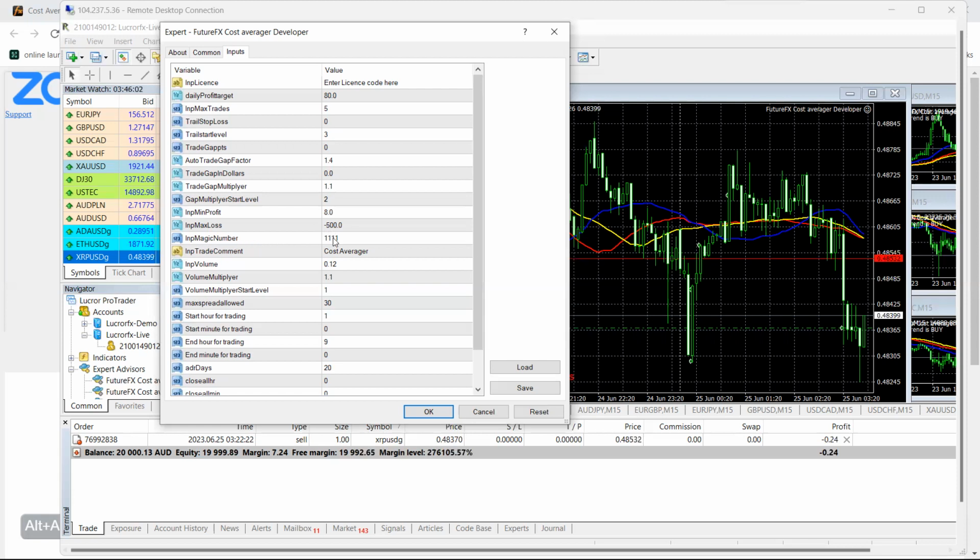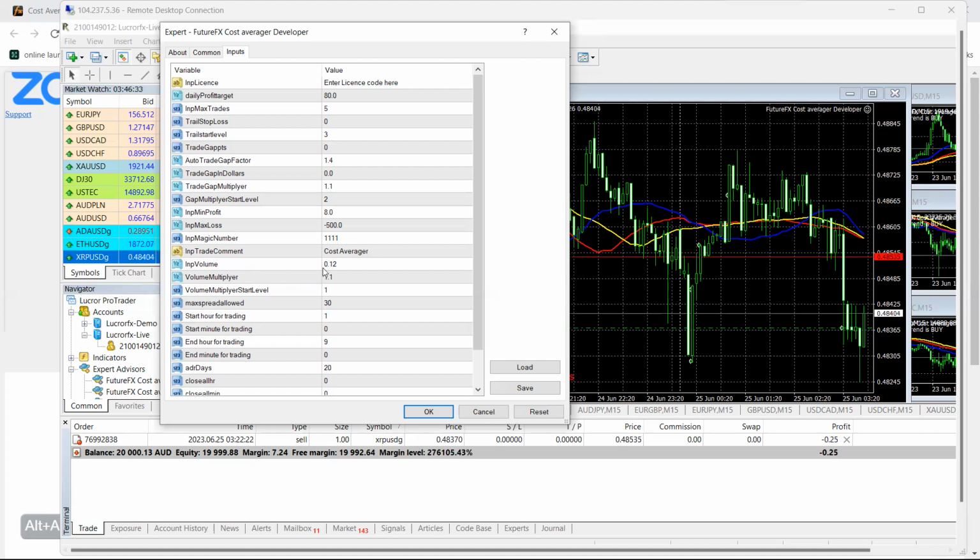Now, the input magic number, you don't have to worry about that at all. That's just a number that the software uses to identify its own trades, as opposed to trades off a different EA or a manual trade. You could change that number if you wanted to. It would make 0 difference to how the software operates. Trade comment. All that means is in the comments, it's going to say cost averager, so that you know that cost averager took out that trade.